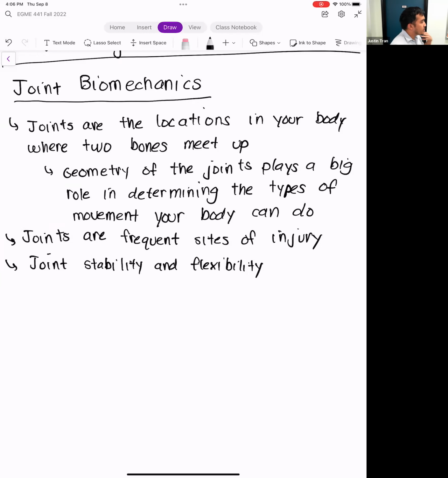As an example, and I think I mentioned this in earlier weeks, the hip joint is probably the most beautifully designed joint in the human body.